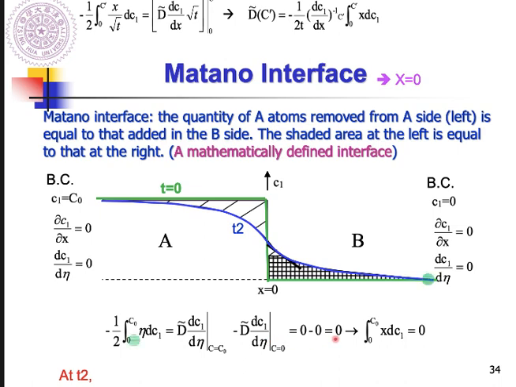So here we show you how to locate the interface at x equals 0. It needs to satisfy that when you integrate x dc from c equals 0 to c equals C0, you get 0, which also implies that this area will be the same as this area. So at time t, the plane across which the net diffusion flux equals 0.